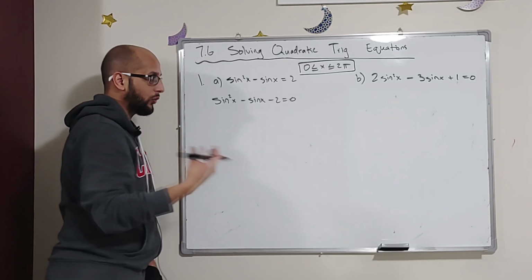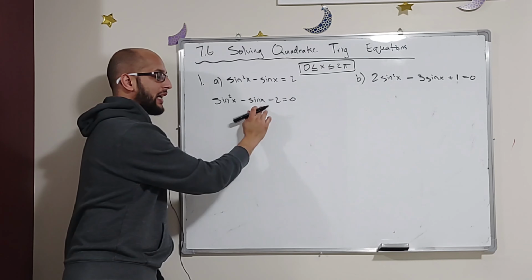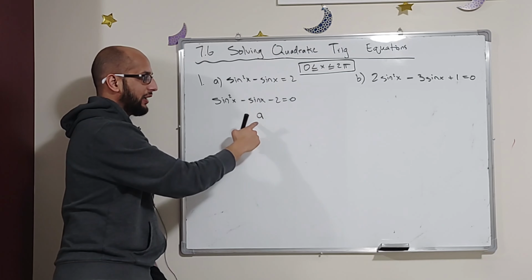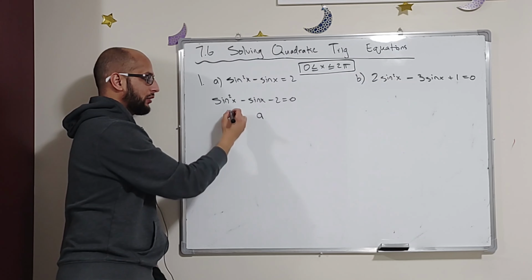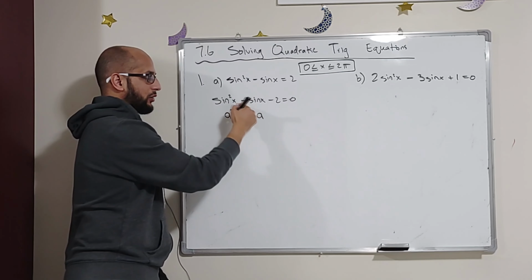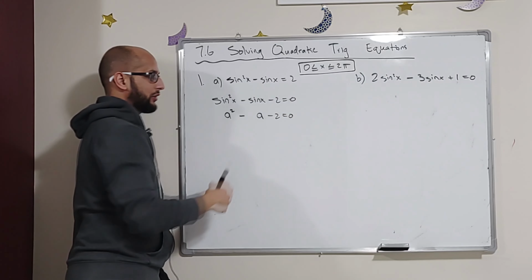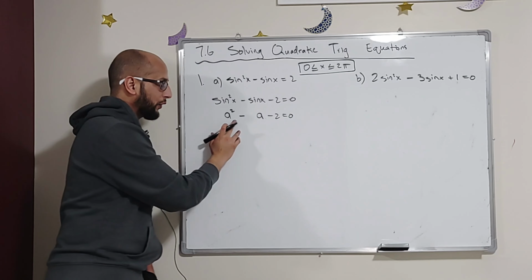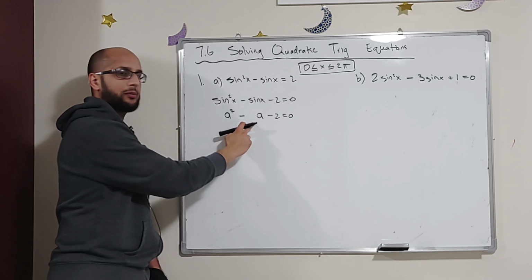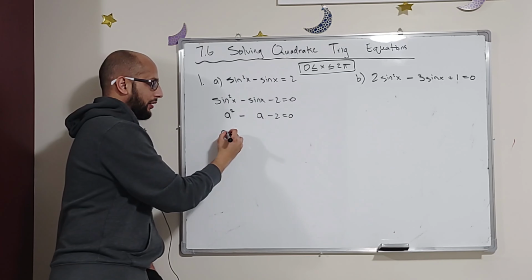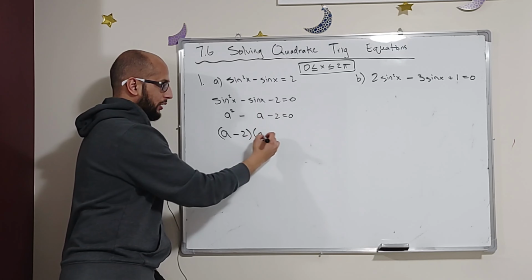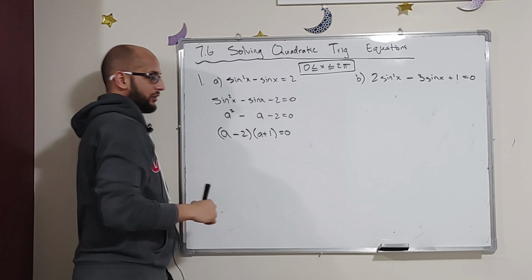So one thing to do is to take the middle term, the sine x, and turn it into a. So if sine x is a, then sine squared would be a squared. So a squared minus a minus 2 is equal to 0. This is much more familiar to us. And now we're going to look for two terms that multiply to be -2 and add up to be -1. And those are going to be a minus 2 and a plus 1 is equal to 0.